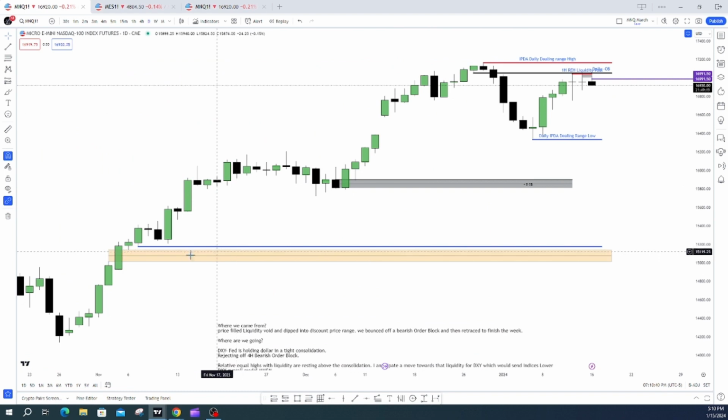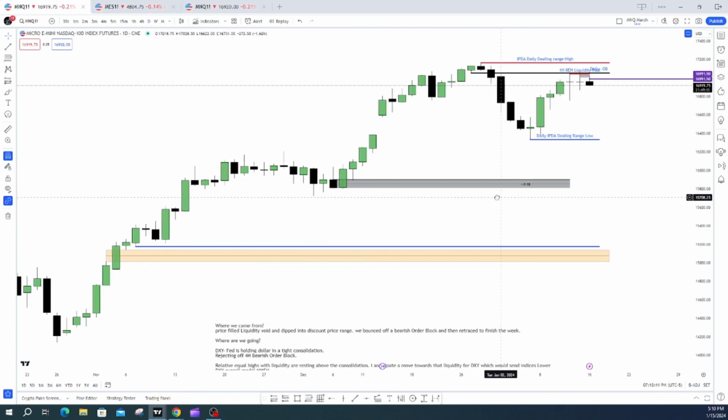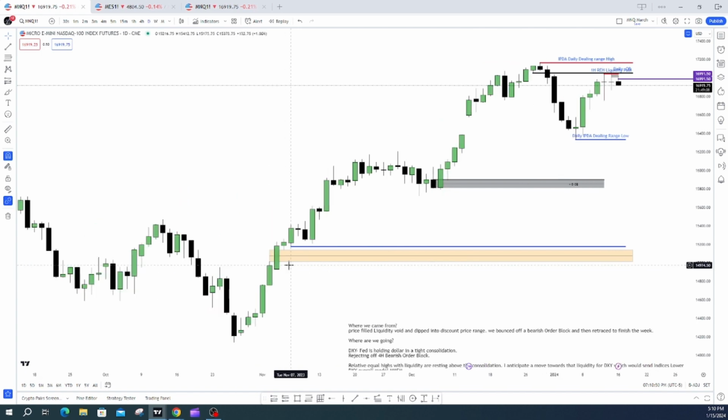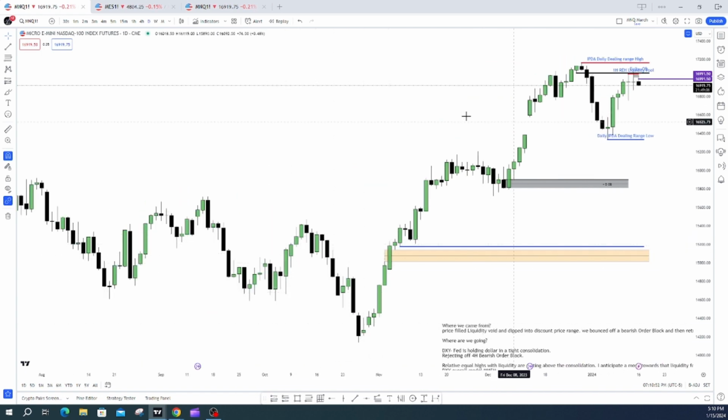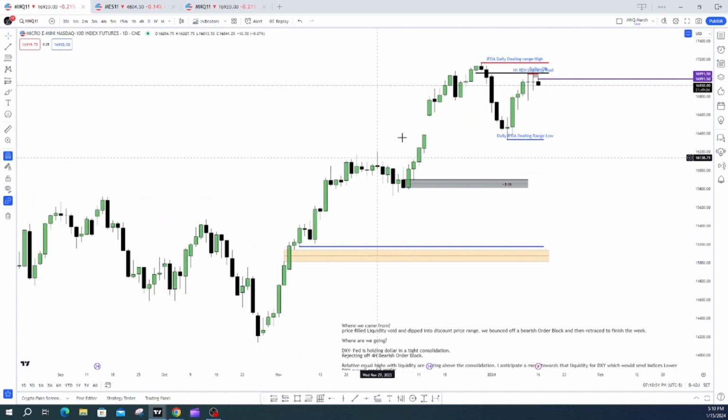So I have some levels that you can see here that are marked out. We're going to go over those. But ultimately, this is what we want to focus on first. Where did we come from? Where did price come from, and where is it going, and what is it going to do next? That's how we're going to structure this video.